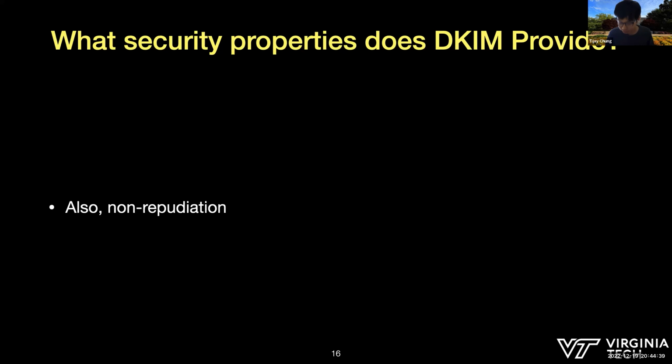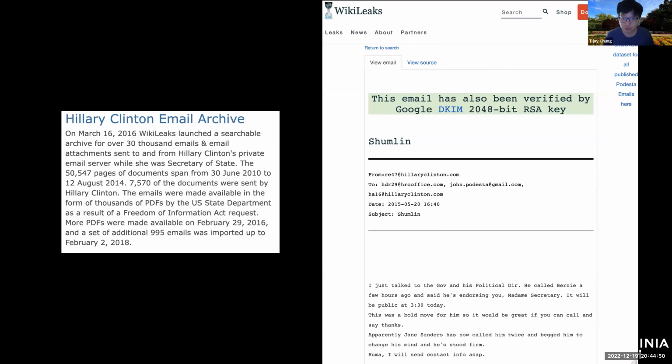So if this information is correct, the public key is correct, and the signature is correct, it means you actually sent the email to that person at that time, okay? So DKIM was actually used in the Hillary Clinton email leaks, right?